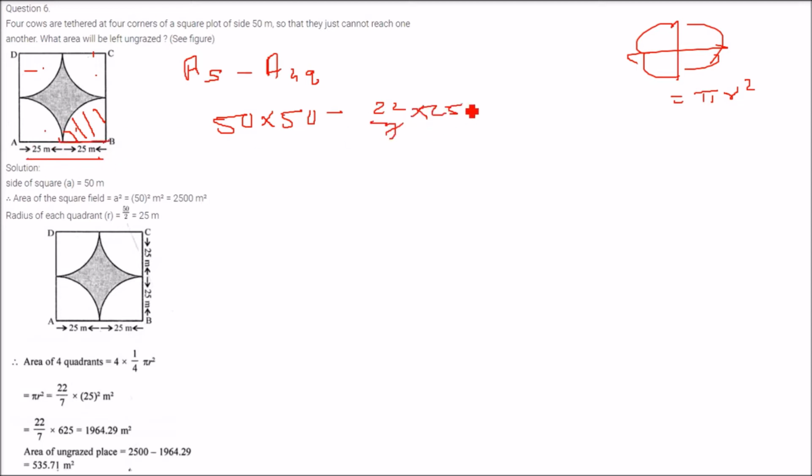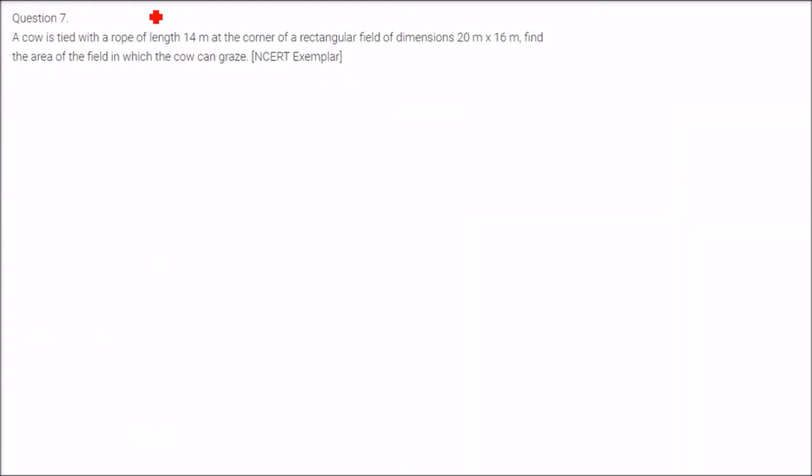And now here, this is whole 50, so this will be 25. So it will be 25 into 25. So what do you get? You get 2500 minus 1964.29. This is going to be 535.71 meters square.